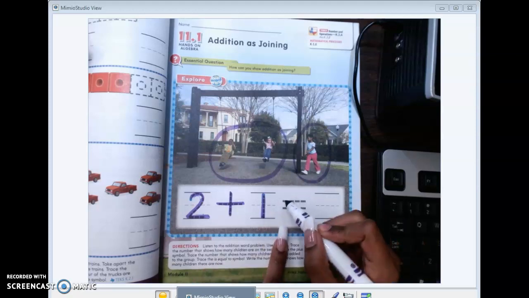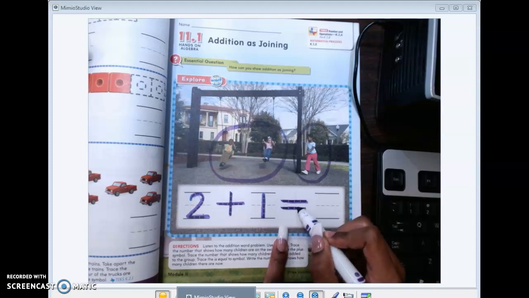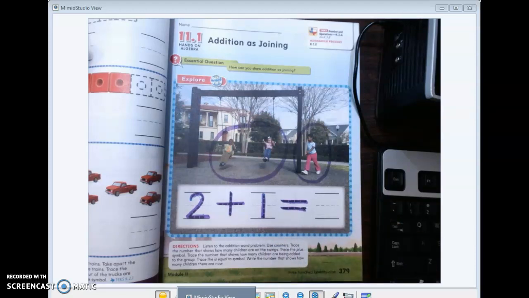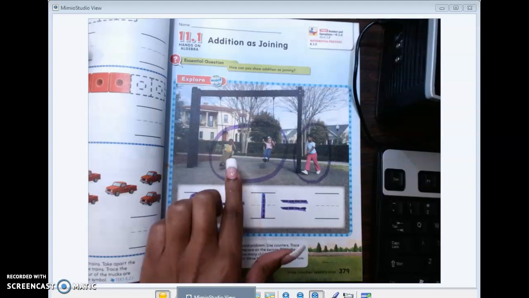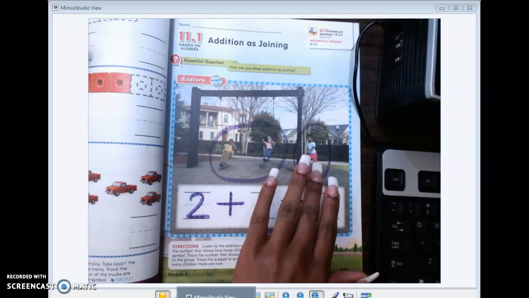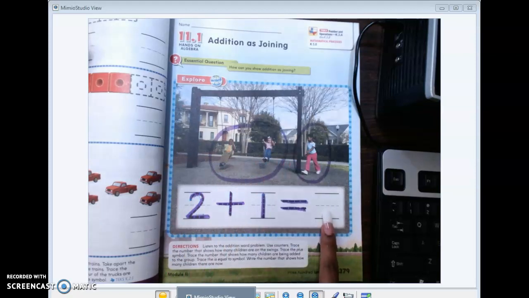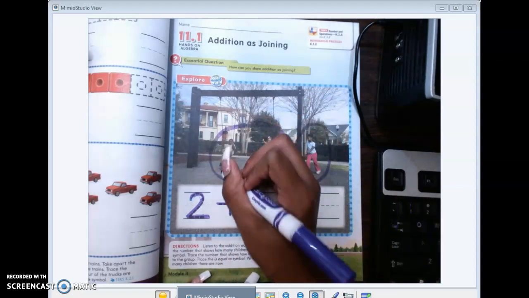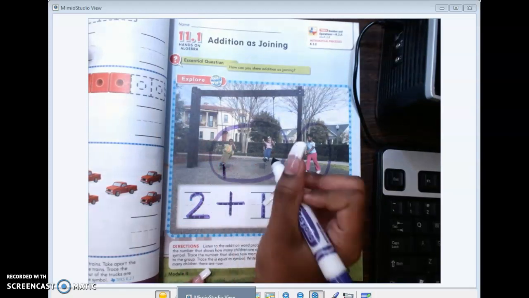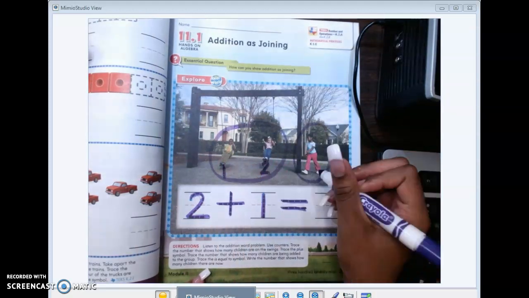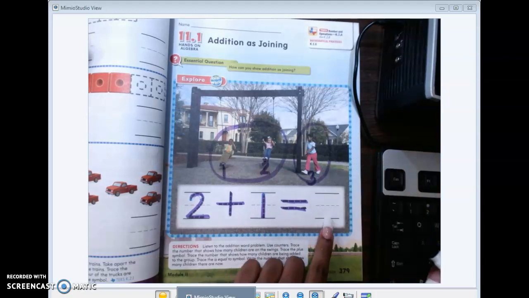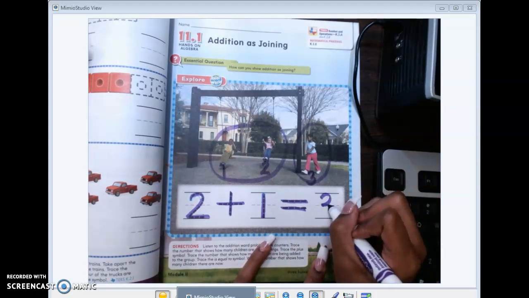Now equals. What does equal mean? Yes, it means the same. So now we have to put all of our objects or all of our pictures together to figure out what number goes here. A way that you can do that is by labeling the numbers. I'm going to show you how to do that. Right now we have 2 plus 1 equals, let's figure that out. So we have 1, 2, 3. So in our last box, we can put 3.